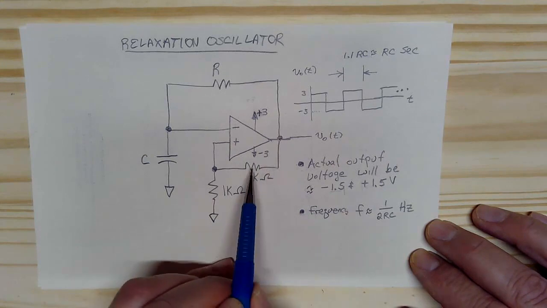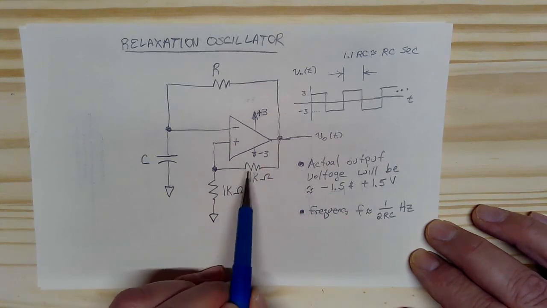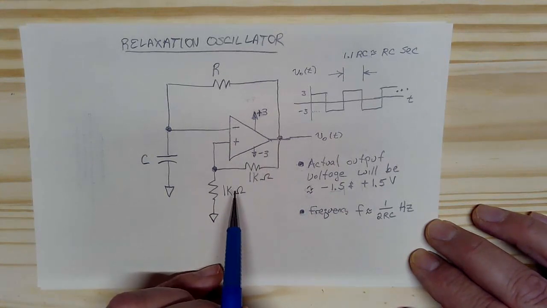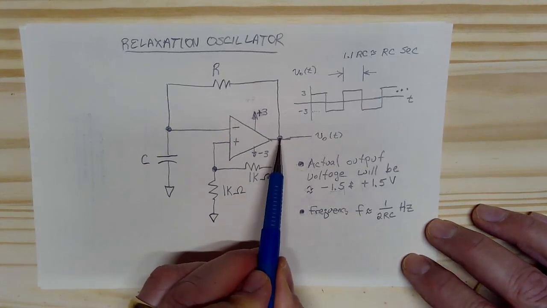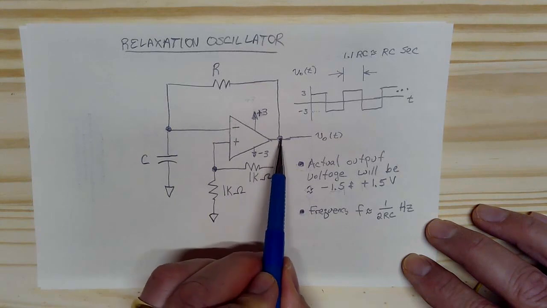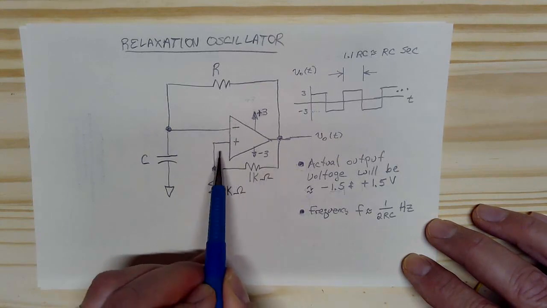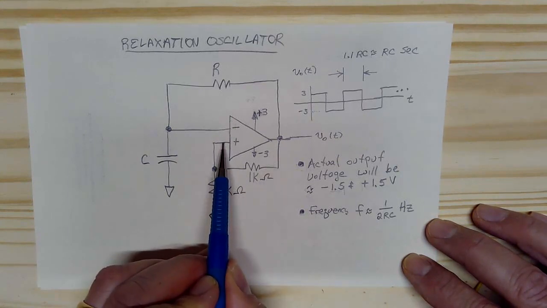You see that we have this pair of resistors here. The actual value of these resistors doesn't matter. You can use 1K, you can use 10K. What matters is that they're the same value. And you have the result that because they're the same value, the output voltage here gets divided by 2, and that gets presented to the plus terminal.